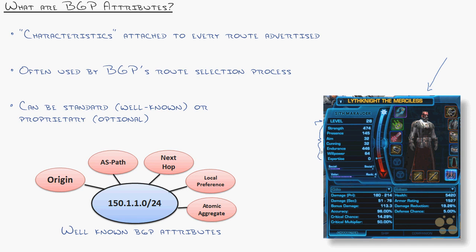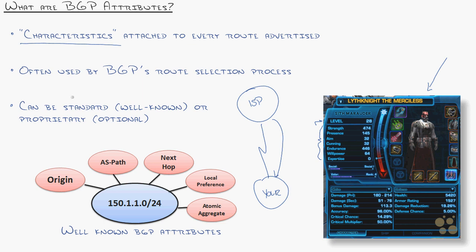BGP routes are actually not too far from this. So essentially, when you receive routes from an upstream neighbor, so let's say we've got a carrier up here who sends you thousands of routes. This is your router. You need a way to be able to decide which of those routes are best and make their way into your routing table. One of the key ways that you do this is by looking at the characteristics of the route, or technically the BGP attributes of the routes.